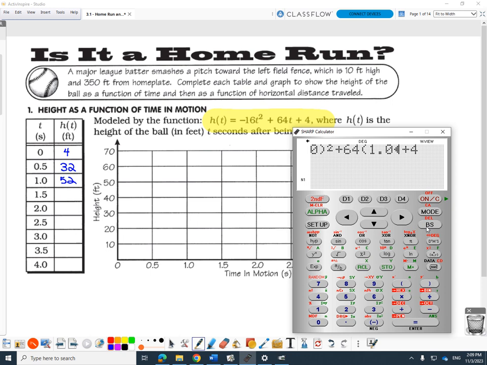I'm going to delete the 0.0 and change it to a 0.5. I'm going to go over here and delete the 0.0, change it to a 0.5. And when I'm done, I get 64. Do you get 64 in the next one? Anyone else get 64?